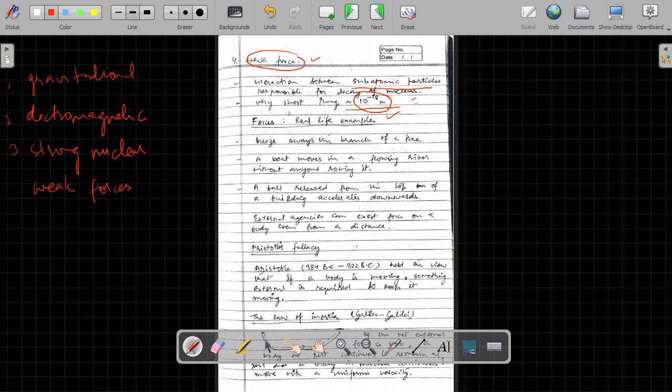With this introductory part of the lecture complete, next we'll be jumping on to Newton's laws of motion and what their relevance is in real life situations.